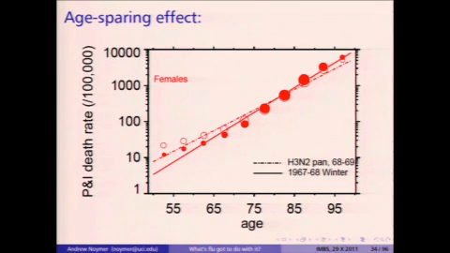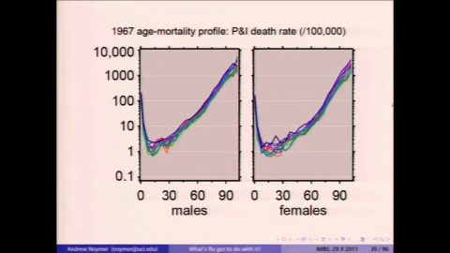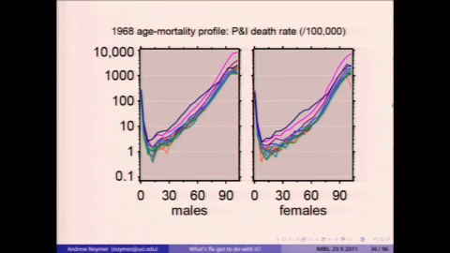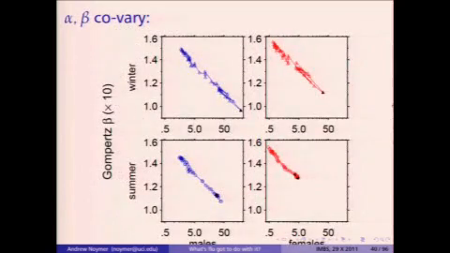Here's the pandemic. These open circles are the pandemic, and the filled circles are the previous winter. So the pandemic results in an increase in death rates at younger ages, and not much change in death rates at older ages. Here's 67, and then here's 68. These are death rates by month. So we see a jump in these death rates at relatively modest ages. In the 30s, 40s, and 50s, we're seeing higher P&I death rates.